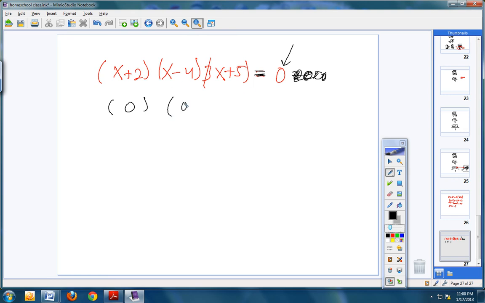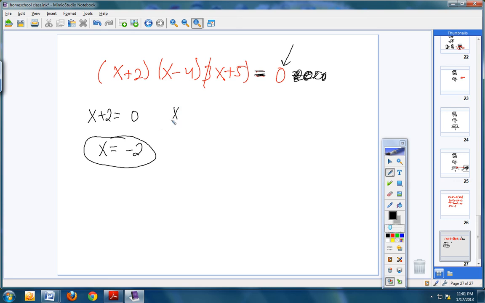Or if I can make just this parentheses here become 0, then the whole side becomes 0. Or if I can make this parentheses become a 0, then the whole side becomes 0. So my goal, to put it in a nutshell, is to know what makes each parentheses equal to 0. So I'm going to take my first parentheses, set it equal to 0, bring the 2 over and make it a negative 2, and there's one answer.